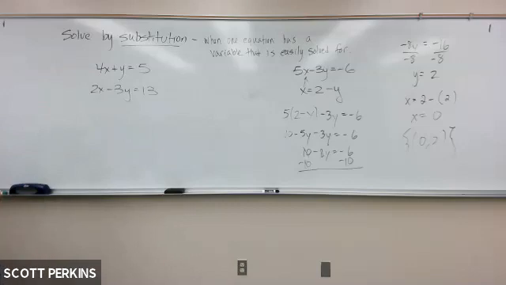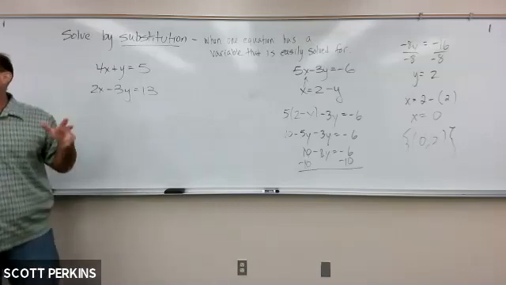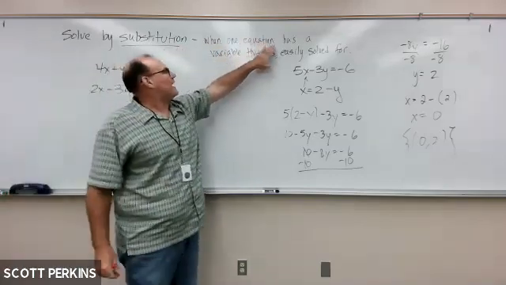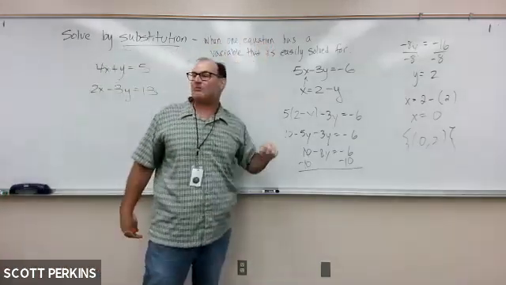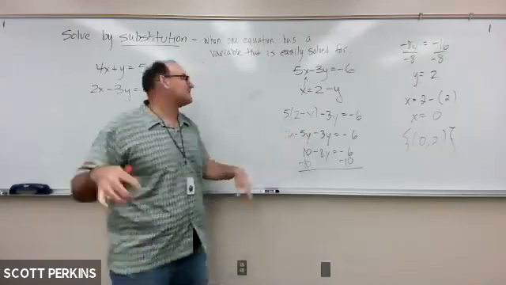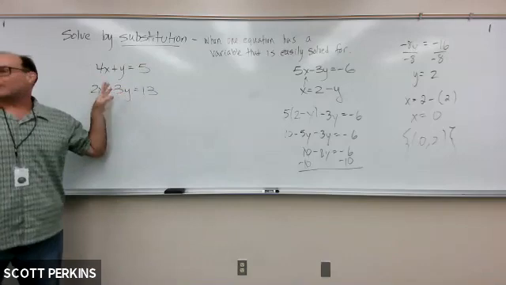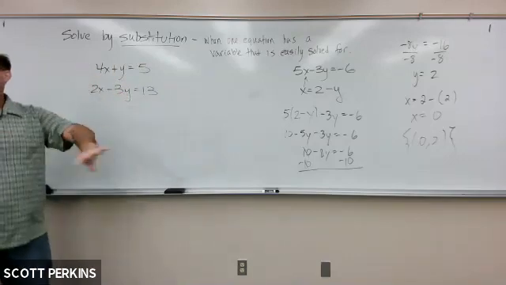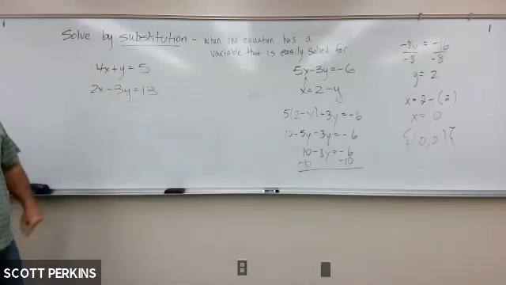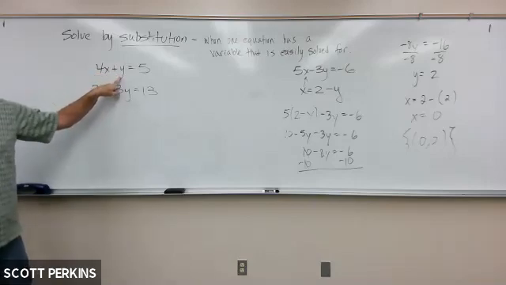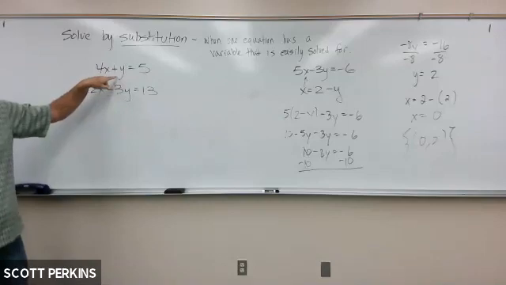I told you that substitution is a fine method to use, but substitution is best used when one equation has a variable that is easily solved for, meaning it's just going to take me one step. So looking at these two equations right here, which variable in which equation is the easiest one to solve for? The y on the top. Why did you determine the y on the top is the easiest one to solve for? Take the 4x, put it on the other side.